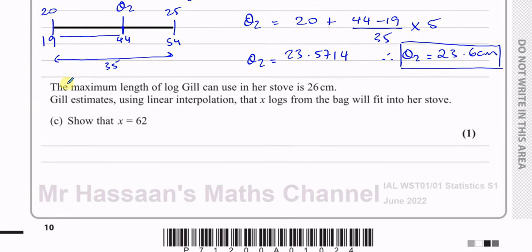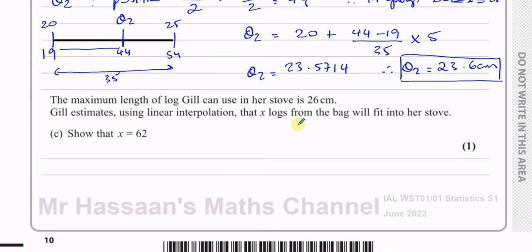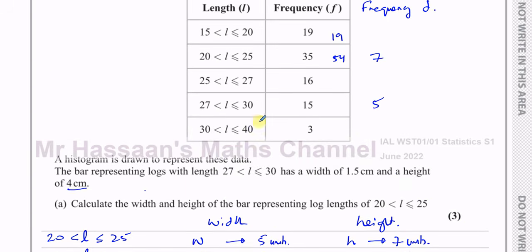Then it says the maximum length of log that Jill can use in her stove is 26 centimeters. Jill estimates, using linear interpolation, that X logs from the bag will fit in her stove. Show that X equals 62. So she can only use logs up to 26 centimeters in her stove. She can use these 19 and these 35, but from these, she can't use all of them.